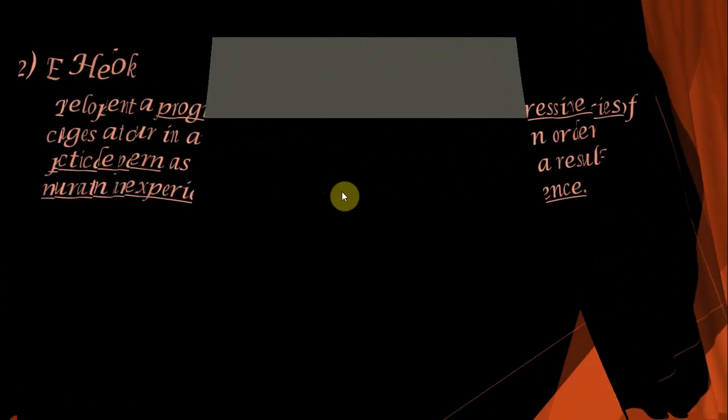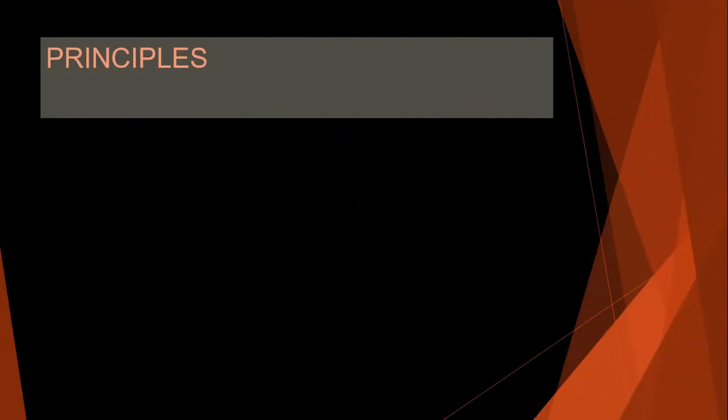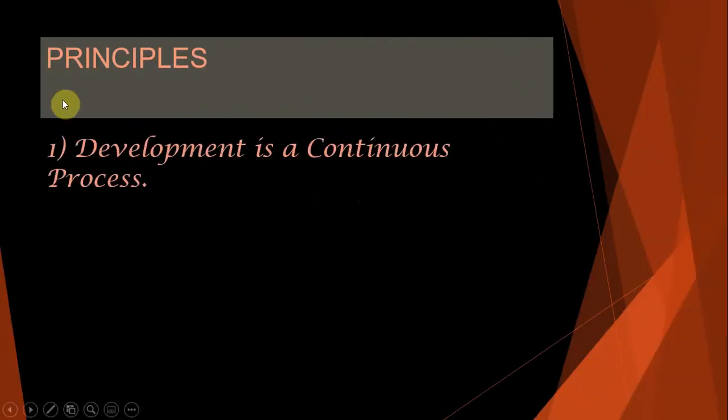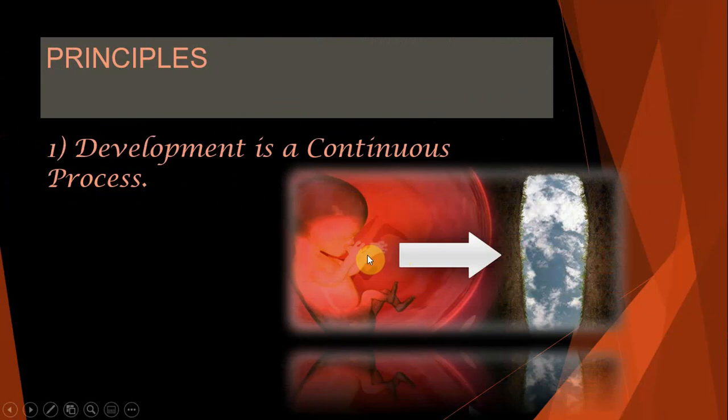Now let's move to the principles of human development. The first principle is that development is a continuous process. We all know that development is a continuous process and it starts from the child when it is in the mother's womb and it ends when it goes to the tomb. That is, development is a continuous process from womb to tomb.